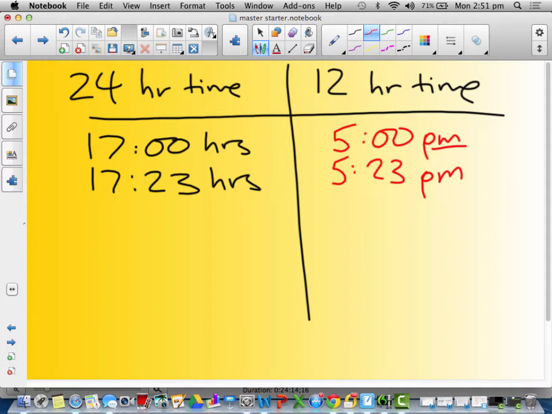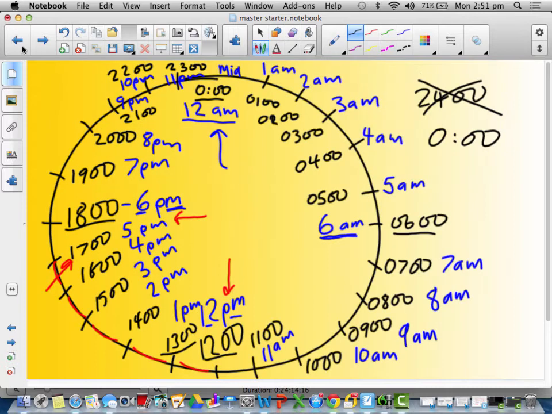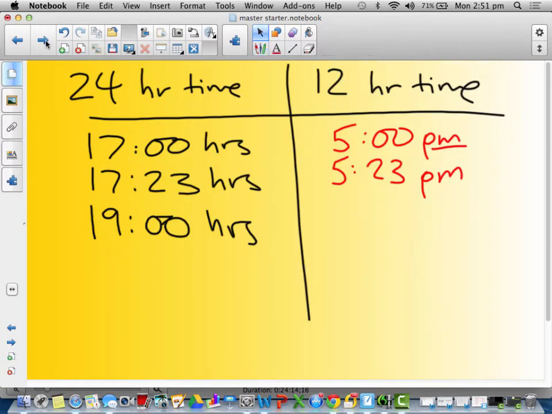What about if you had 1900 hours? Well, again, you just go to the clock, and I would start at the 12 down here, and I would count all the way up to 1900. So 1200, 1300. Well, I'd count the gaps, wouldn't I? So that's 1, 2, 3, 4, 5, 6, 7. So that's 7 hours past 12, which obviously means that that's 7 p.m.